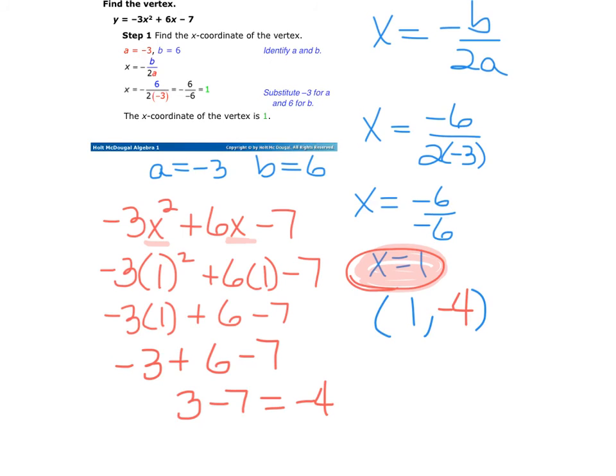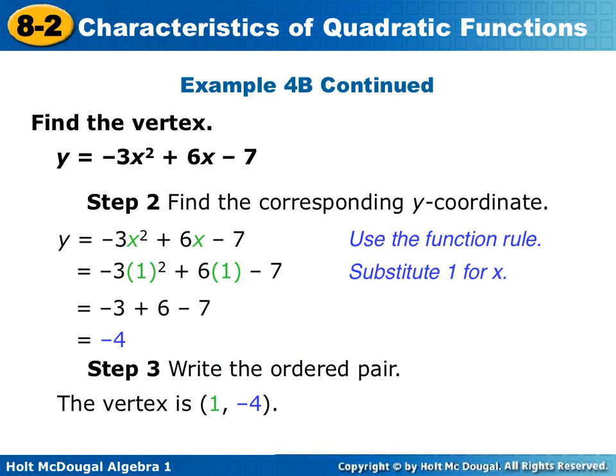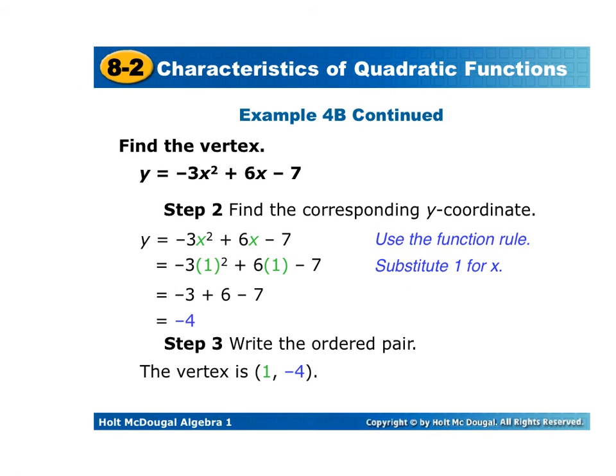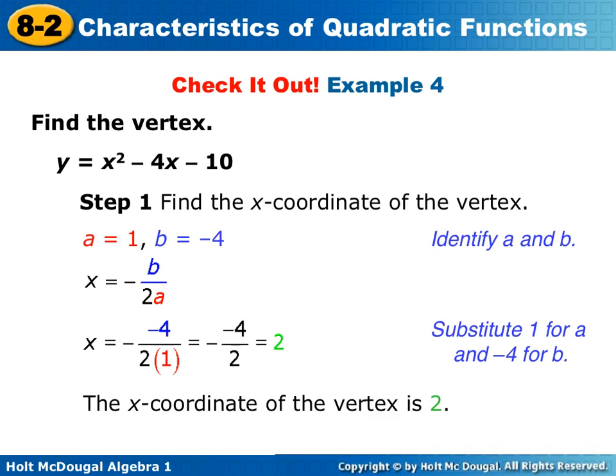So you need to just memorize that it's negative B over 2A, or opposite of B over 2 times A. Get the x, plug it back in. Here is where they finished it off. And they did the same steps that I just did. Let's try another one.